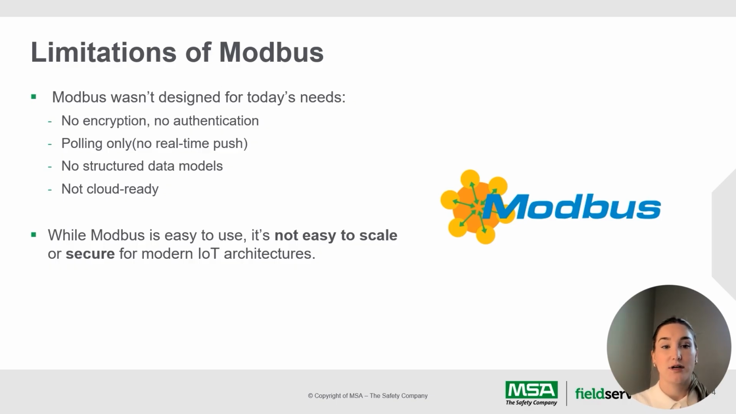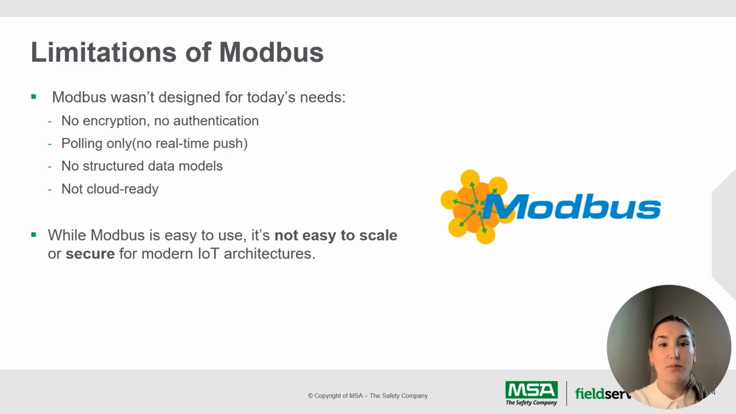In today's world, where cybersecurity threats are real and growing, that kind of vulnerability just doesn't cut it. This might have been fine in isolated, air-gapped industrial networks 20 years ago, but it's a major concern in modern, growing IoT environments.